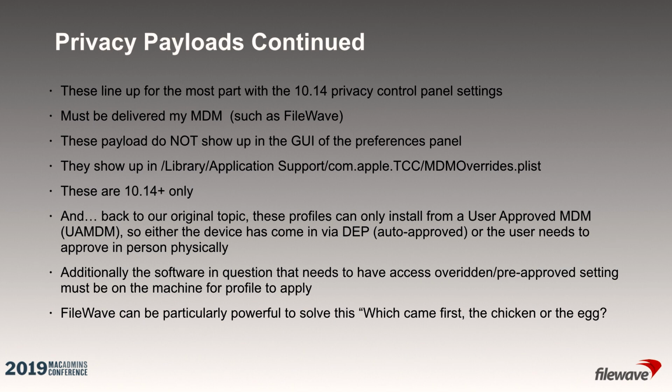And again, these are 10.14 only. So be careful, because you don't want to push these out to a 10.13 machine. They get sent out, they'll get applied, but the machine won't know what to do with it. And then when you do upgrade to 10.14, it's like, what profile? What are you talking about? So in FileWave, you could create a smart group of these profiles going to machines, requiring it must be 10.14 or above. So you want to make sure you're careful where you're sending those out.